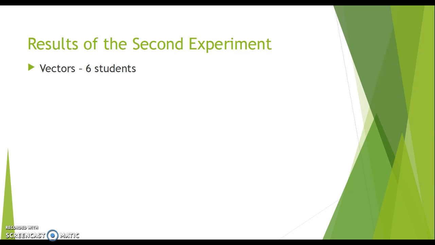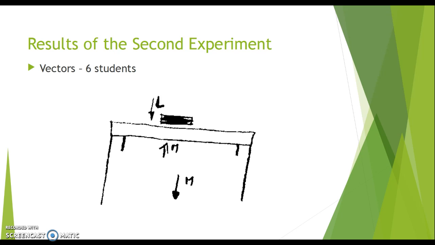Only 6 students used single-headed arrows, or vectors, to represent the book sitting on the table. One example is this. The L with the arrow pointing down represents the weight of the book. The vector pointing up, labeled M, is the push from the table onto the book, and the downwards vector, labeled M, is the weight of the table. We can see that students did not show the force of the book pushing down on the table or the interactions between the book and the earth when they used vectors. But the students who used the double-headed arrows did show these interactions.